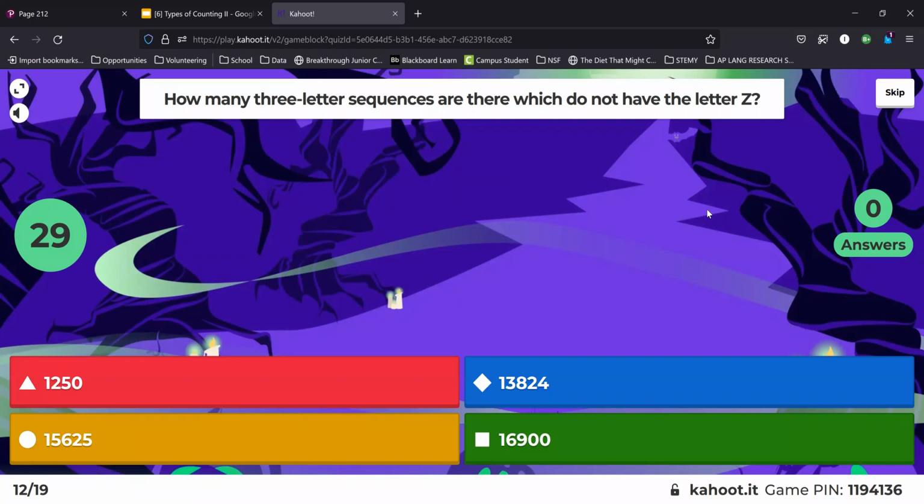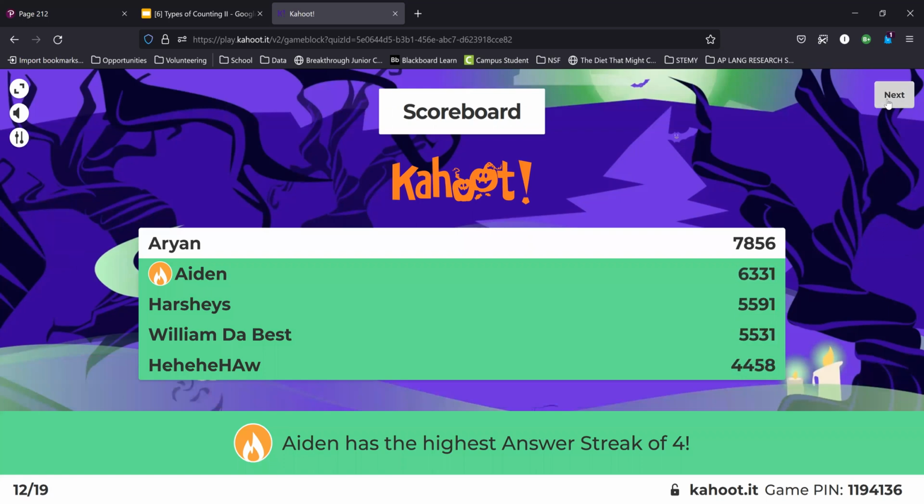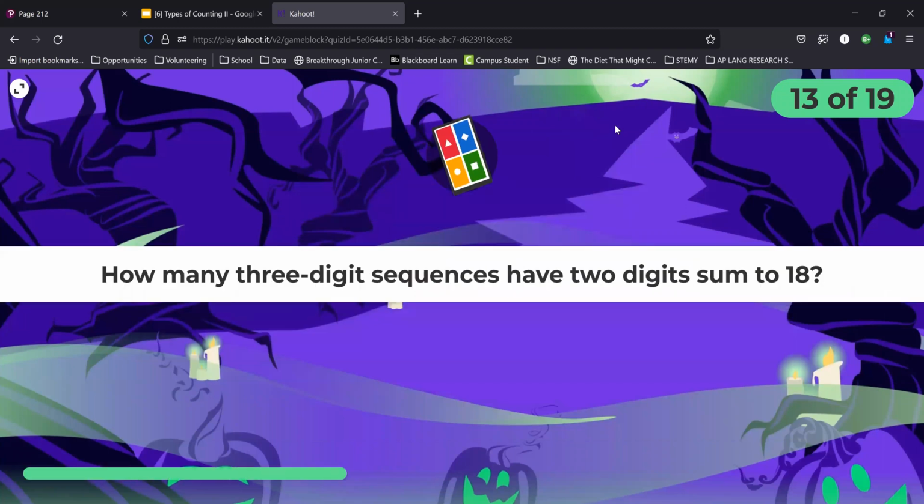How many 3-letter sequences are there which do not have the letter Z? You can use a calculator for this one. It's kind of obvious. So it'd be 25 to the 3rd because there are 26 letters and you're just removing 1, so 25. And if you're raising anything that ends in a 5 to any power, it will end in a 5. So it is the bottom left one.